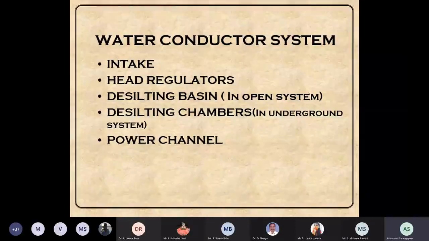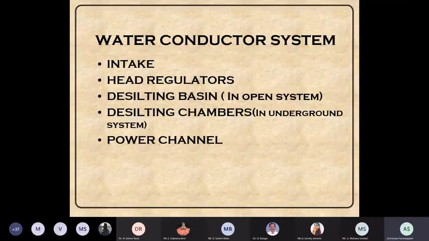Why we are removing the silt: if the silt is more, then my turbine wheel will be damaged quickly, and we will have to change our turbine. Hello, is there any question? Okay, so the turbine wheel will be eroded by this silt, so it will be very costly to change also.